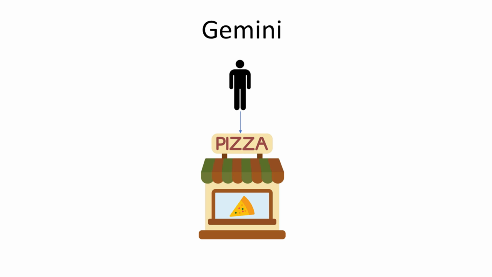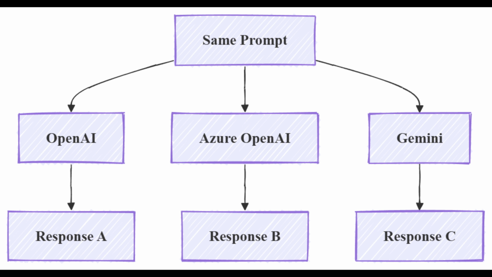Gemini is a different pizza shop. Different owner. Different chef. Different recipes. Different kitchen. The goal is still the same. You ask for pizza. They make pizza. But because it's a different chef, the taste might be slightly different. Gemini is Google's own AI model. It wasn't built by OpenAI. So even if you ask exactly the same prompt, GPT and Gemini may answer differently.